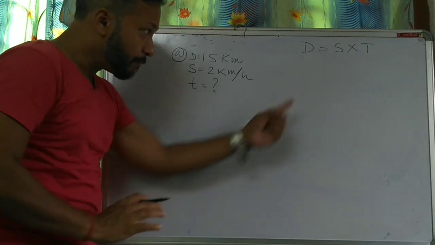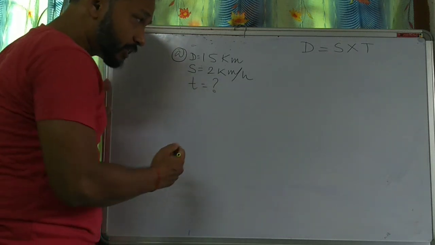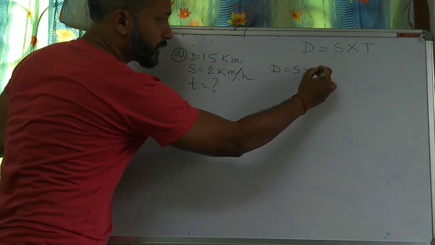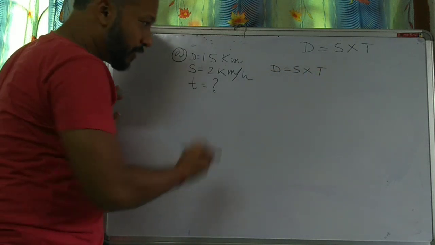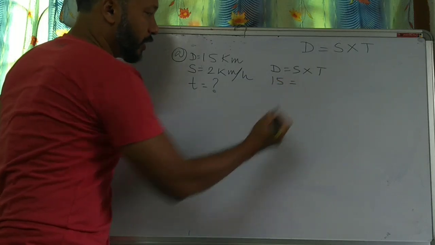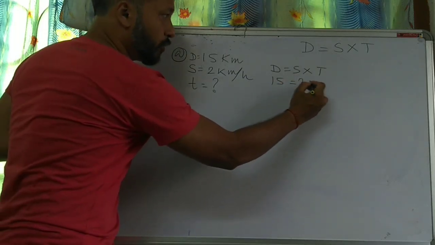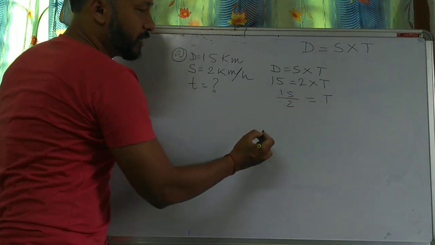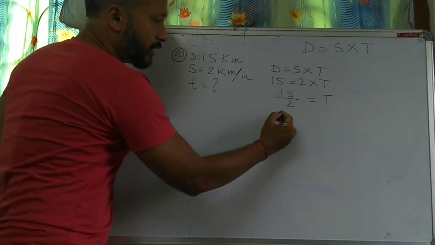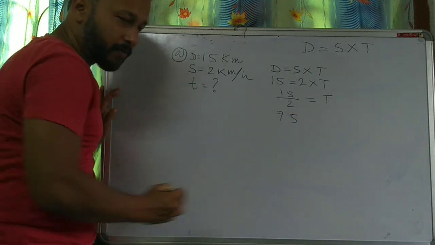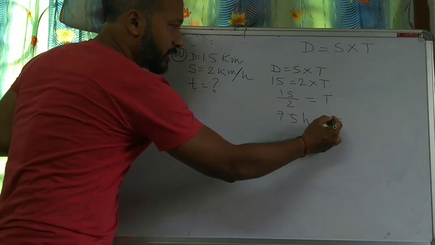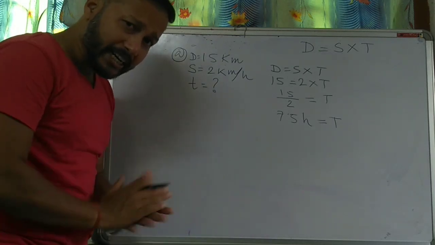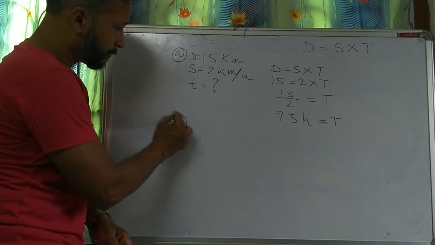How to find the time? By using this formula. Distance equal to speed into time. What is the distance? 15. 15 equal to, what is the speed? 2 into time. So time equal to 15 by 2. If you divide them, you will get 7.5 hour. So this is the time. Got it?